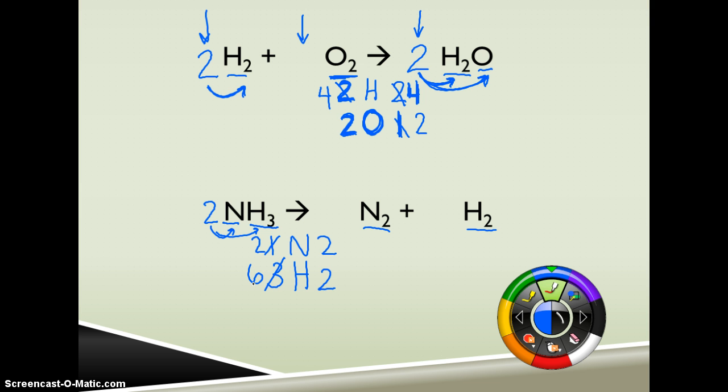And in order to get 6 hydrogen over here, we're going to have to put a 3. 3 times 2 is 6. So now both sides are equal, and you can double count. 2 times 1 is 2 nitrogen, 2 nitrogen, 2 times 3 is 6 hydrogen, 3 times 2 is 6 hydrogen. So now this reaction is balanced.